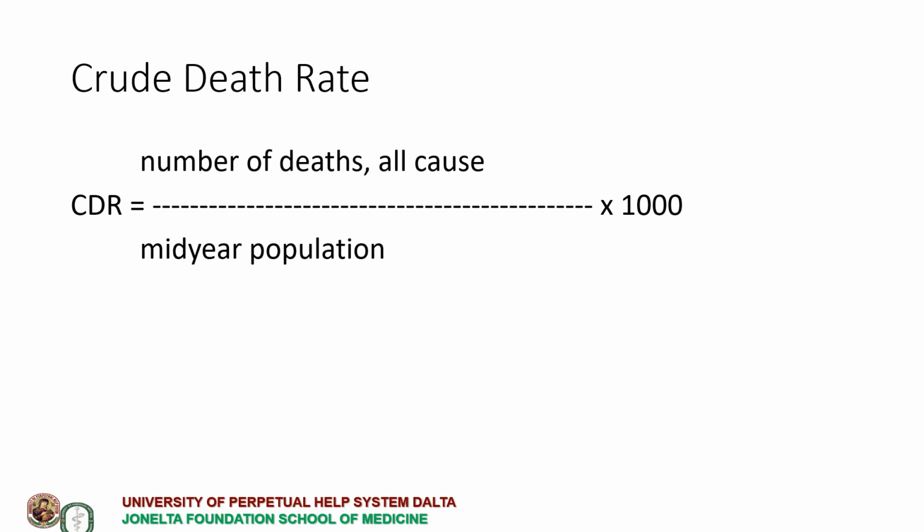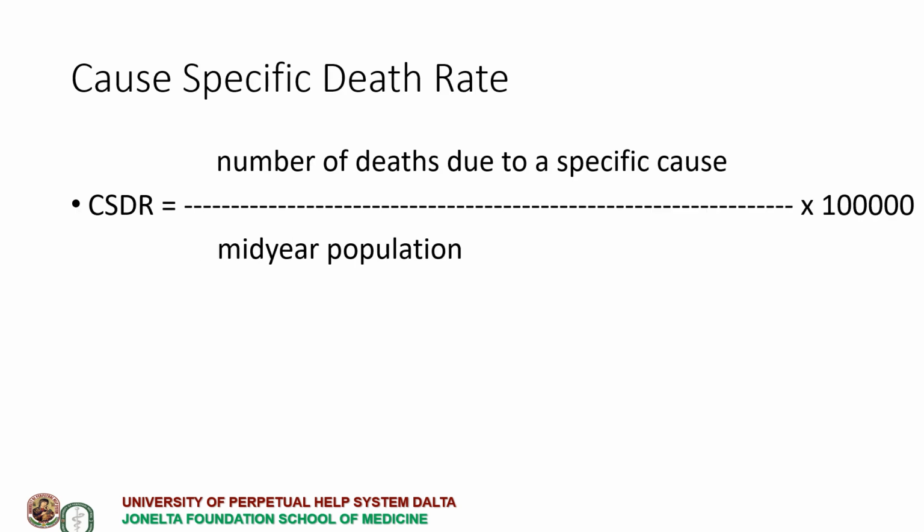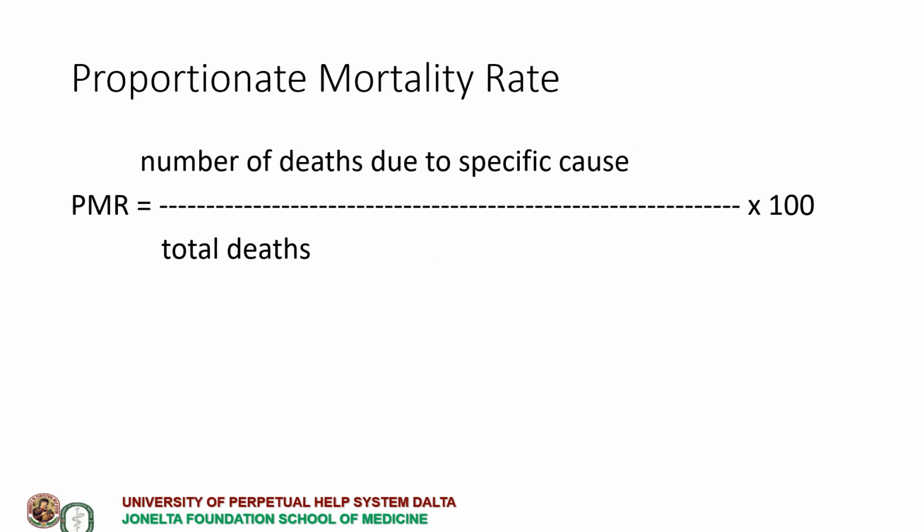So these are your rates used in demography. Crude death rate, so it's the number of deaths over the mid-year population times 1,000. Cause-specific death rate, it's your number of deaths due to a specific cause over the mid-year population times 100,000. Proportionate mortality rate, this is your number of deaths due to a specific cause over total deaths times 100.